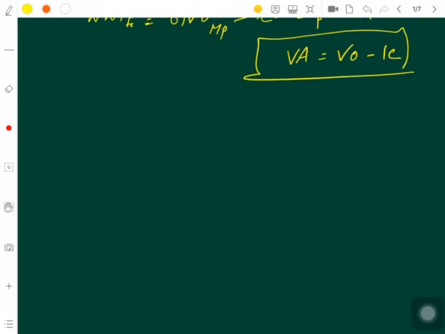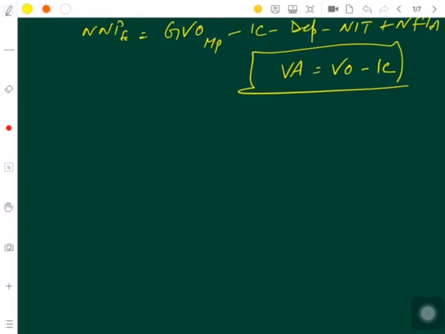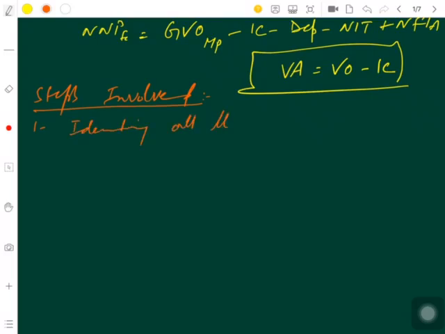Now let us take what are the steps which are involved in it. Steps involved. So this is the second thing you have to take care of. Please keep in mind that this is the process which we are going to repeat in the next two methods. So please pay keen attention to understand it. The first and foremost step involved is to identify all the producing units. Identifying all the producing units.